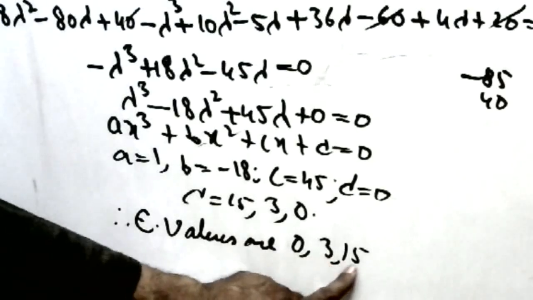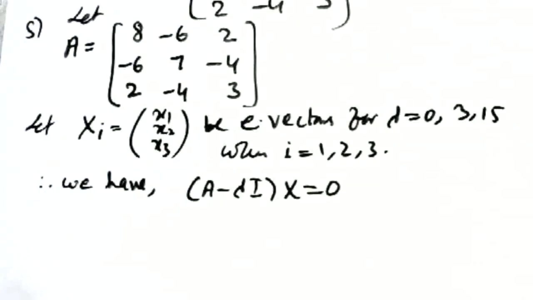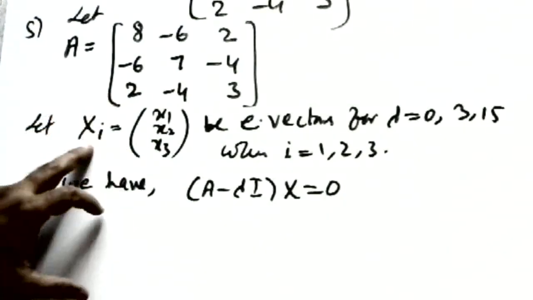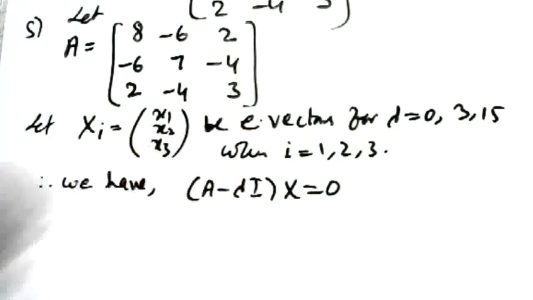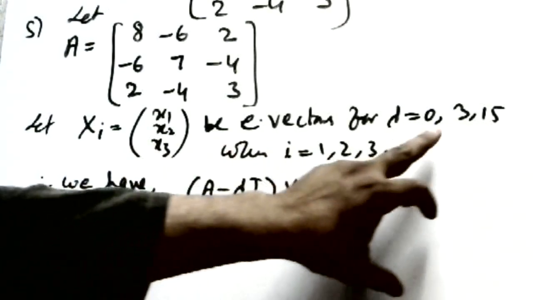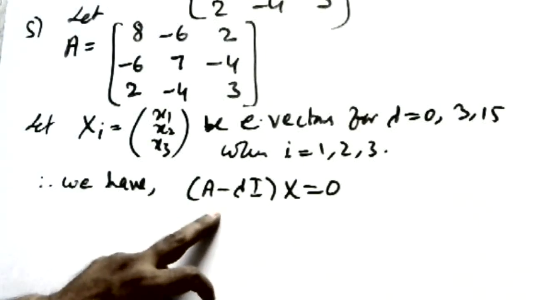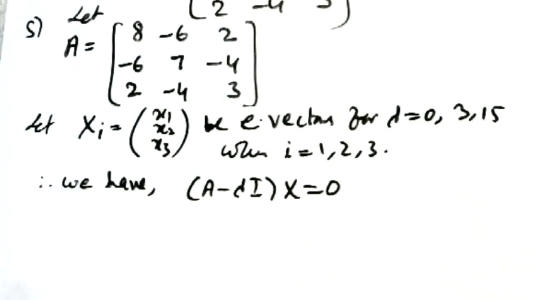Similarly, for lambda equals 3, we'll get one vector, and for lambda equals 15. Now let me see how to solve for the vectors. Let X_i = (x1, x2, x3) be the eigenvectors for lambda equals 0, 3, 15. That is, x1, x2, x3 are the three vectors for 0, 3, 15. Now we have to substitute these values here.